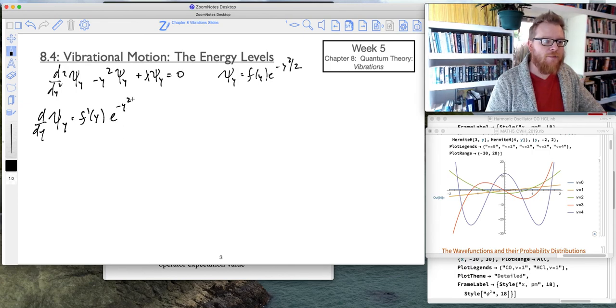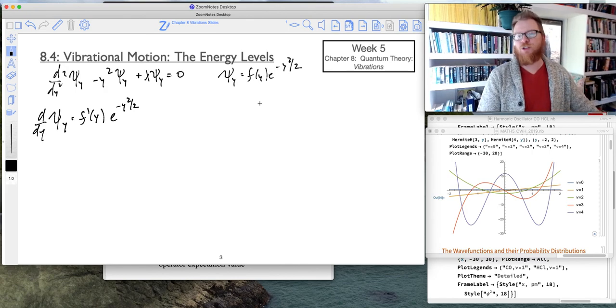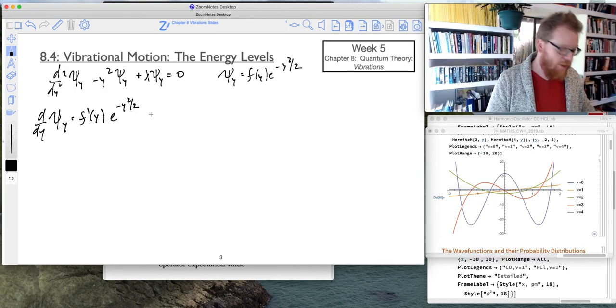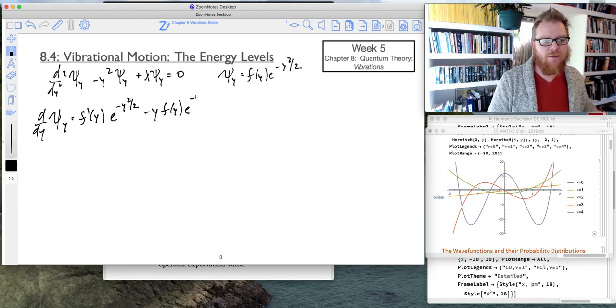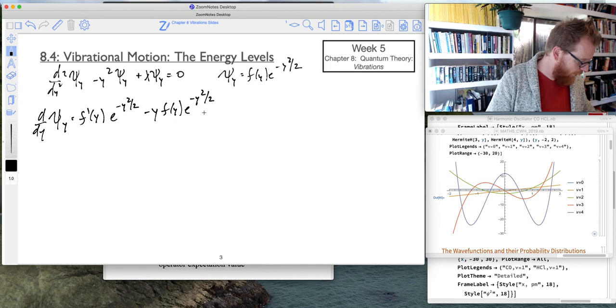And then times the other part of the function. And then now I've got to take the derivative of the exponential. And so that's going to be, it ends up just being minus y, right? So it becomes minus 2y divided by 2. So that's just minus y times f of y times e to the negative y squared divided by 2. Okay.